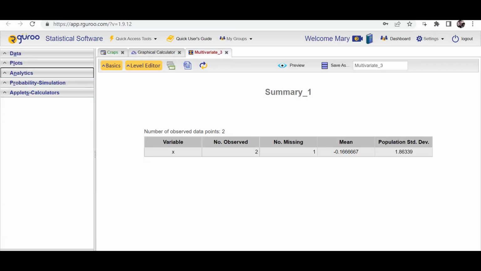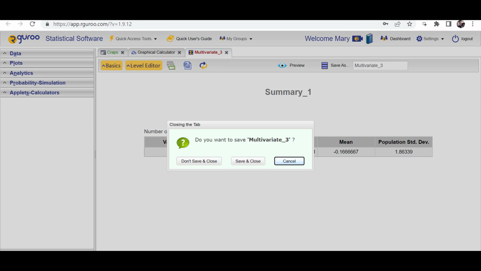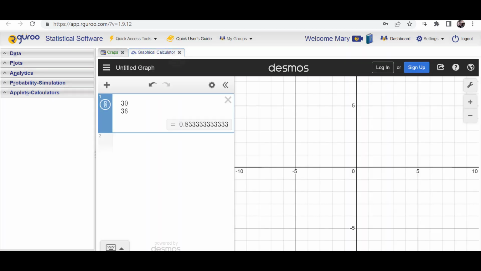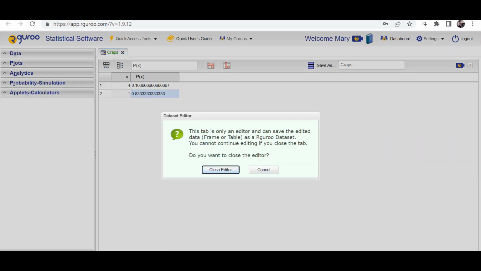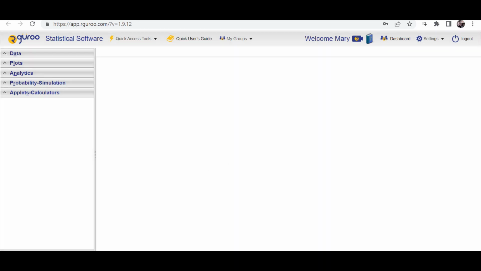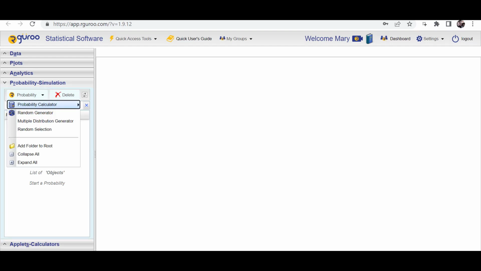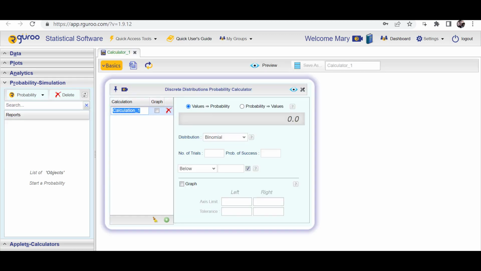All right, so I'm going to close out what I have over here. Okay, so you're going to click on probability simulation. In the probability drop down, you're going to click on the first choice, which is probability calculator. And as I said, click discrete. Once you do, a box pops up. It already says values to probability, so we leave it. The distribution is binomial. You have other choices, but you want to leave it binomial. We'll only use binomial in this class.